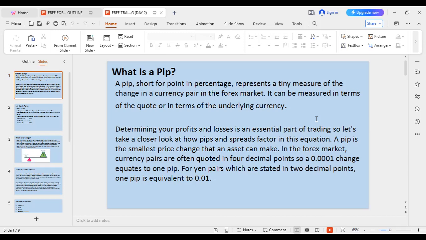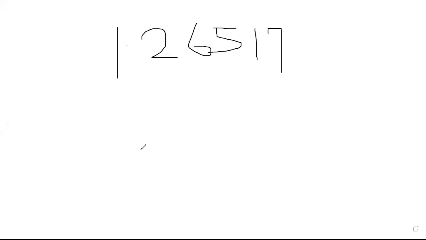Now, let's just quickly do a short practical. Let's say I have 1.2517. This one is called the pip, and this one you see is called the pipette.